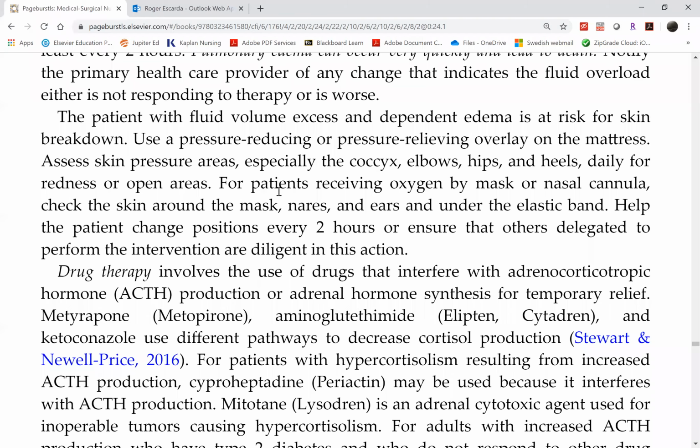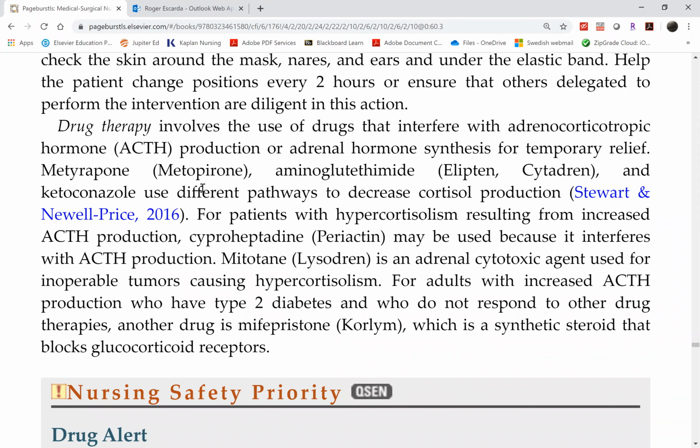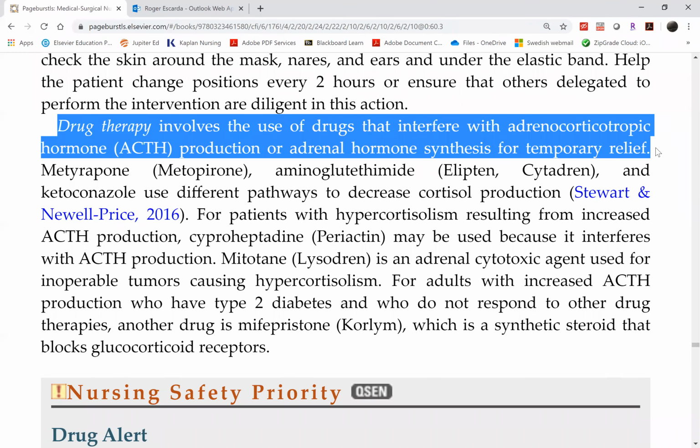Protect the skin. Now, drug therapy, I won't test, because can you read this for me, Miss Julie? Drug therapy involves the use of drugs that interfere with adrenocorticotropic hormone, ACTH, production, or adrenal hormone synthesis for temporary relief. Okay, what's the key word there? How long is the drug therapy going to last? Temporarily. All right, so let's not even talk about this, because the temporary relief here is a few months. The patient will have to opt for surgery.